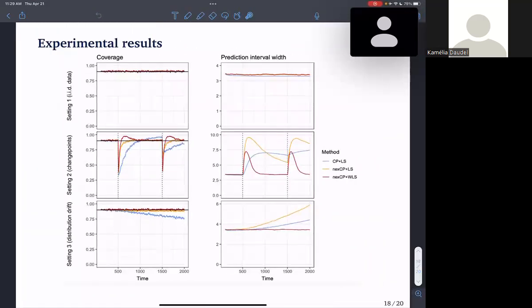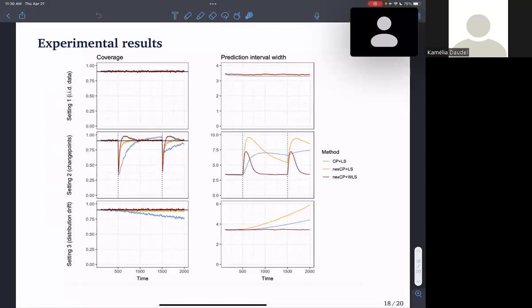And this is the graph that they get. On the left-hand side is the coverage. On the right-hand side is the prediction interval widths, and you have the settings sorted by the rows. So in the IID setting, where we know that the data is exchangeable, you get more or less the same coverage for all the algorithms. And the prediction interval widths are also pretty small, and more or less the same.